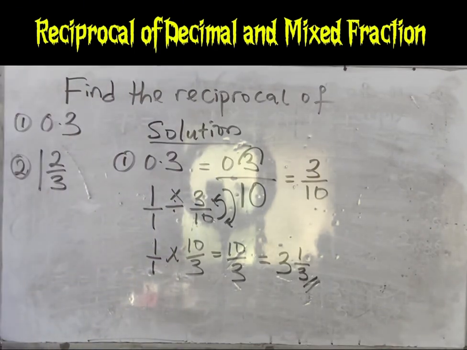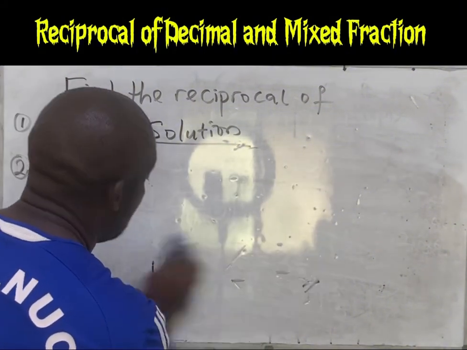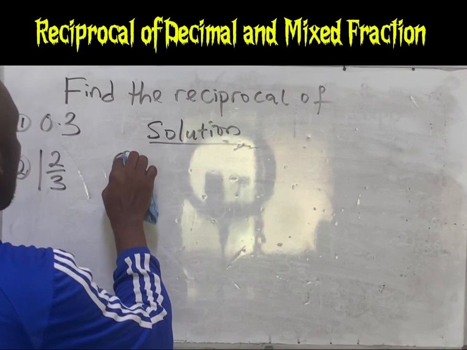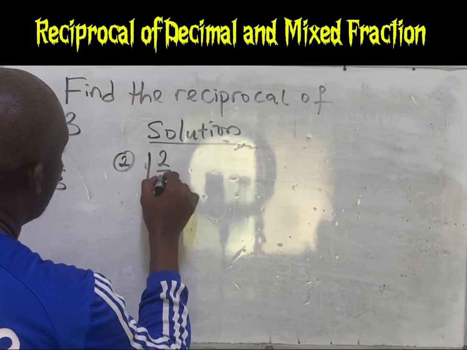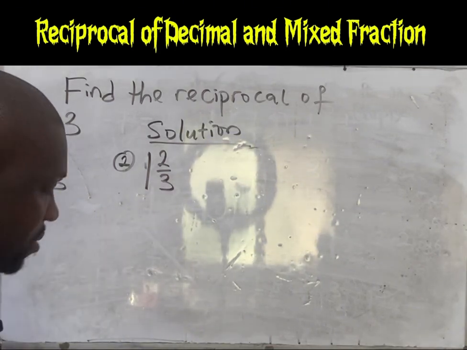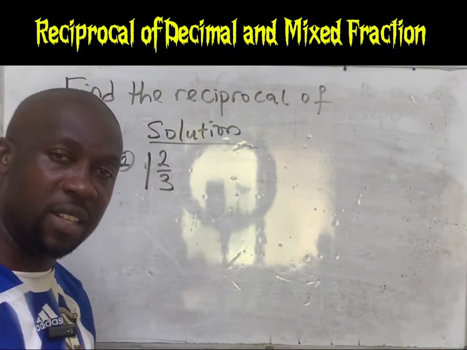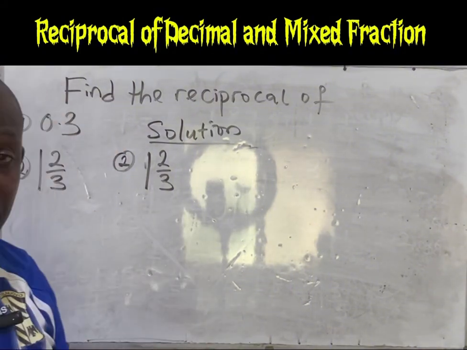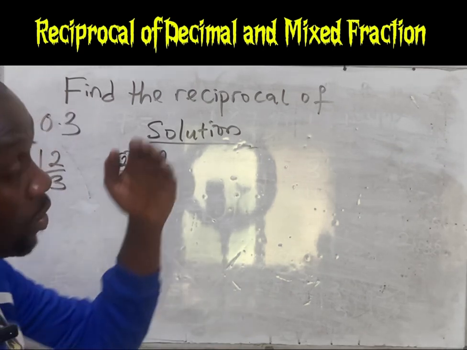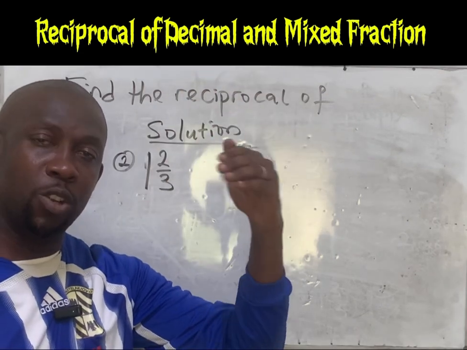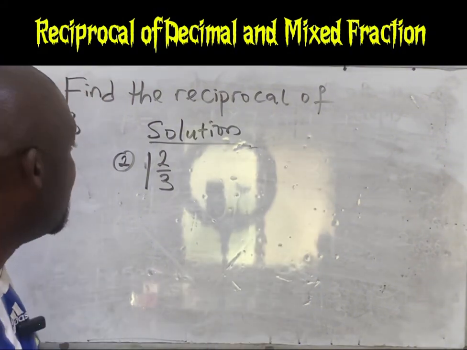All right. So for the sake of space, I'm going to clean this off. Let's attempt number 2. We have 1 whole number 2 over 3. This is already a mixed fraction. But we cannot look for the reciprocal of a mixed fraction until we convert it into a fraction. Converting it, it's going to be an improper fraction, where the number at the numerator will be larger than the number at the denominator.